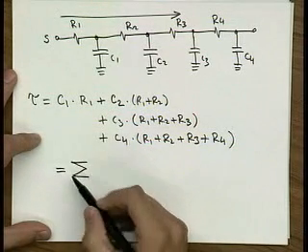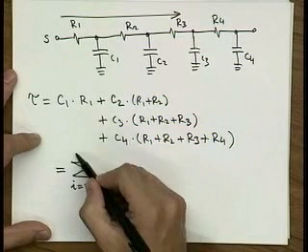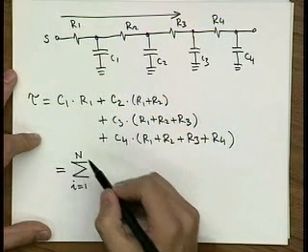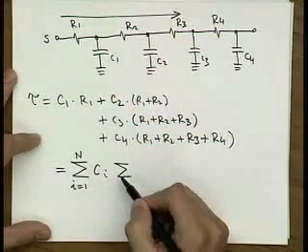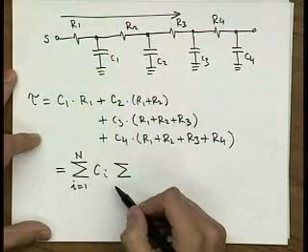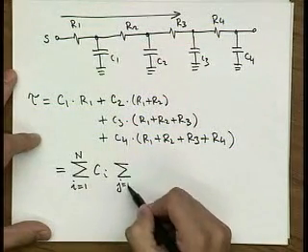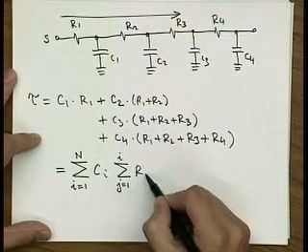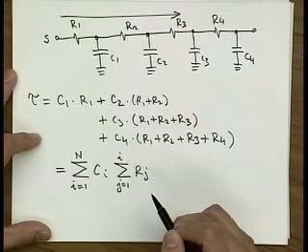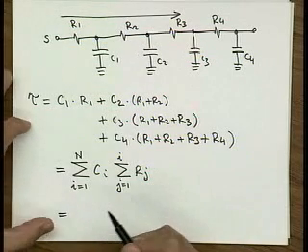So this can be expressed in a nice form for an N segment type of network, assuming that you have N segments. So you have the delay as the sum from i equals 1 to n of your Ci, and then that gets multiplied by the resistance that's between the source and node i. So you have Rj.